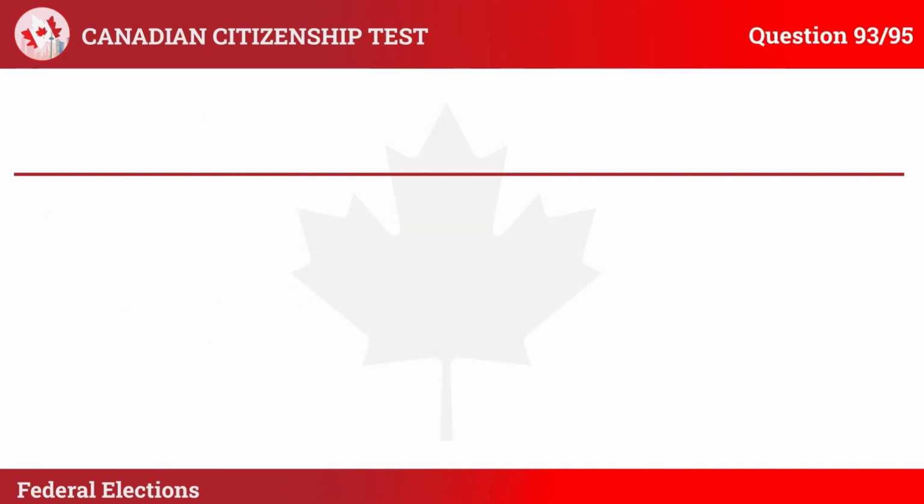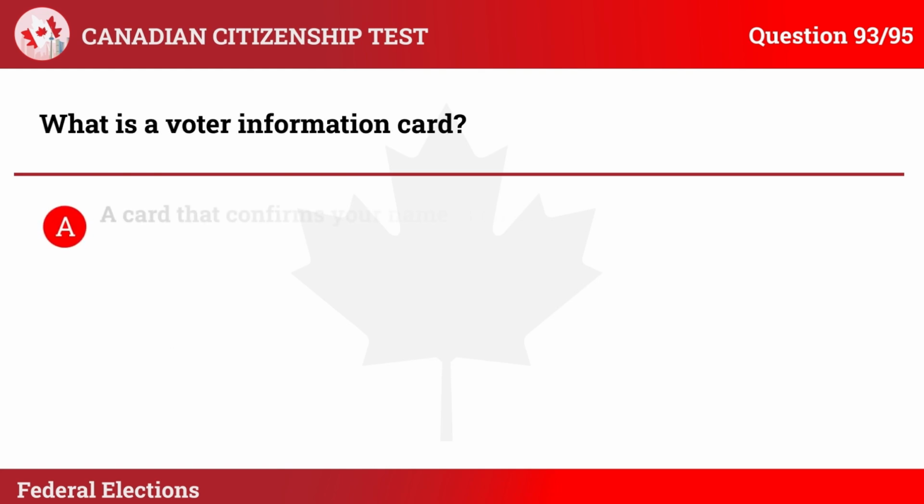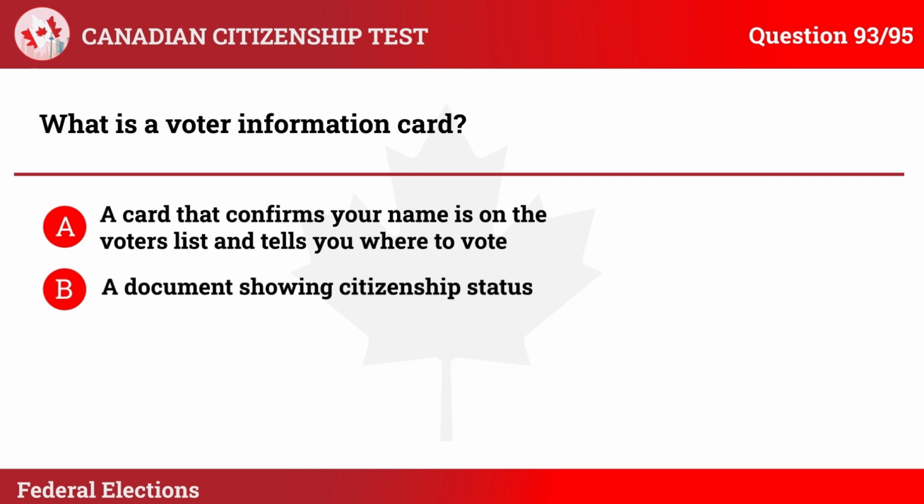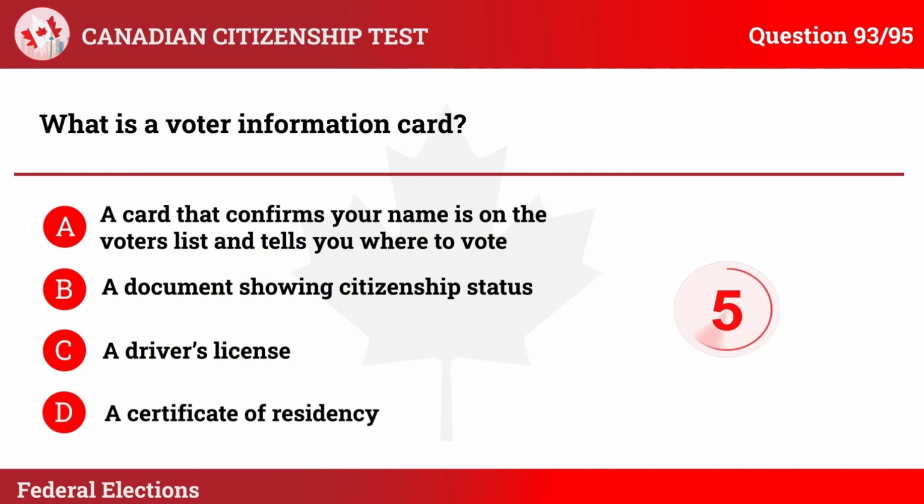Question 93. What is a voter information card? A. A card that confirms your name is on the voters list and tells you where to vote. B. A document showing citizenship status. C. A driver's license. D. A certificate of residency.